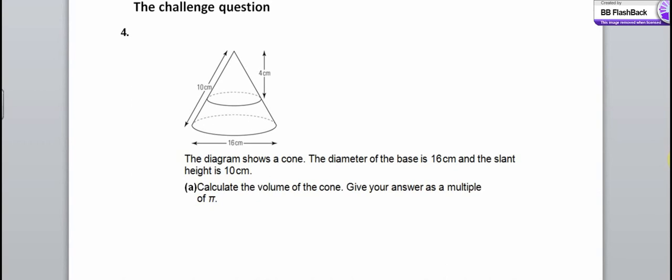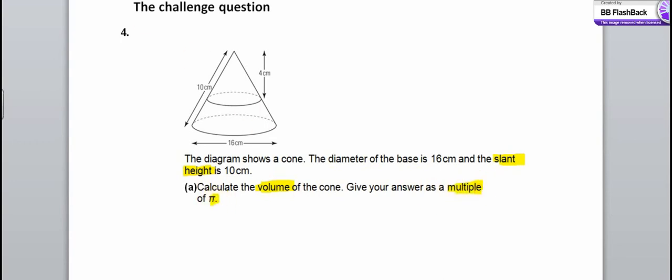Okay, the challenge question now. So we've got a cone and it's been chopped up a bit here. So first of all, let's see what we've got. So the diameter of the base is 16, okay, that's on the diagram, and the slant height is 10, that's on the diagram, okay. Notice it's the slant height, not the height, okay. Calculate the volume of the cone and give your answer as a multiple of pi.